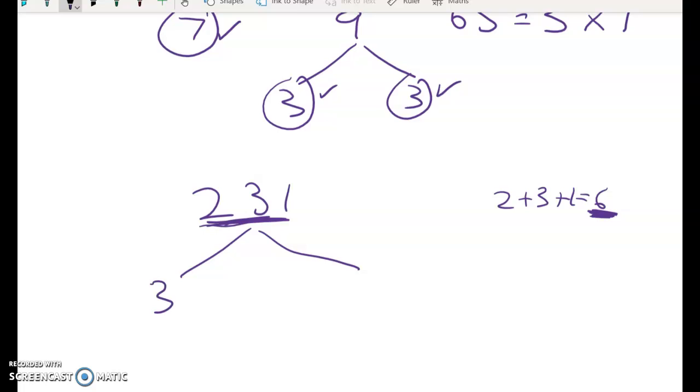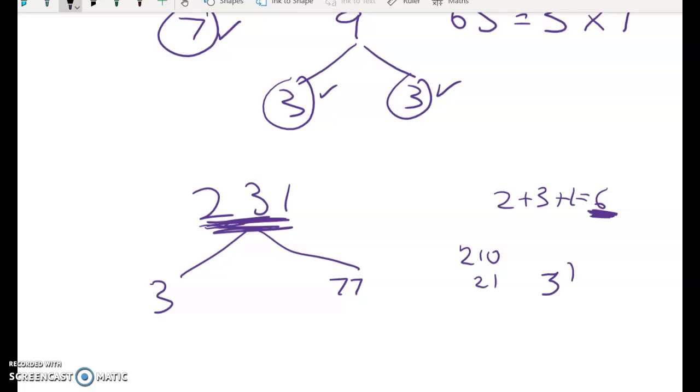So 3 times what will give me 231? 3 times 70 will get me 210, and that leaves me with 21 left. All right, so 3 times 77 gives me 231.